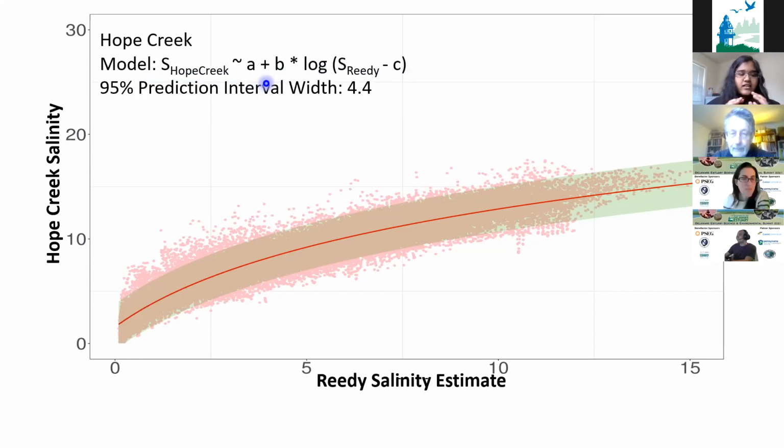For A, increasing or decreasing A makes the graph go up and down. For increasing or decreasing C, the graph will go left or right. And for B, the graph will be steeper. So for Hope Creek, the 95% prediction interval width was 4.4.